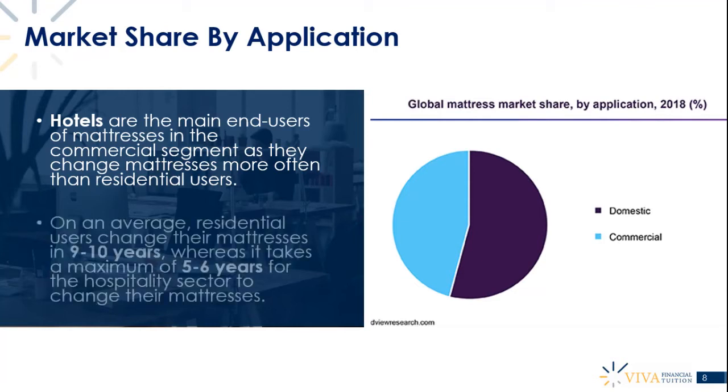Here's another very interesting statistic. On average, residential users change their mattresses only every 9 to 10 years, whereas it takes a maximum of 5 to 6 years, typically, for the hospitality sector to change their mattresses. Very interesting there, because of course you're going to have a higher rate of turnover from the consumer point of view, and that potentially makes it more profitable, generating more frequent revenue.